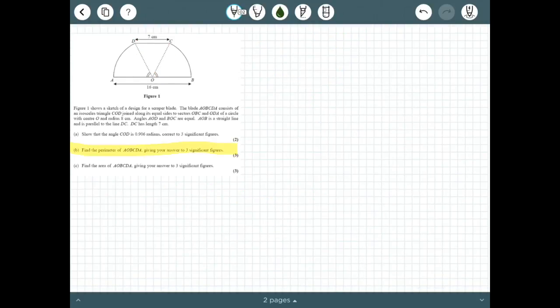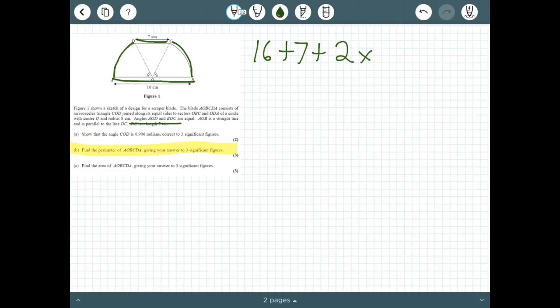Okay, so moving on to part B, we're trying to find the perimeter of the shape now, which means we're going to be adding this length here, AB, which we know is 16, plus DC, which again we've been given is 7, and adding these two arcs together, AD and CB. We were told that the angles AOD and BOC are equal, which must mean that these two sectors are the same, so we're just going to do 2 times the arc of AD.